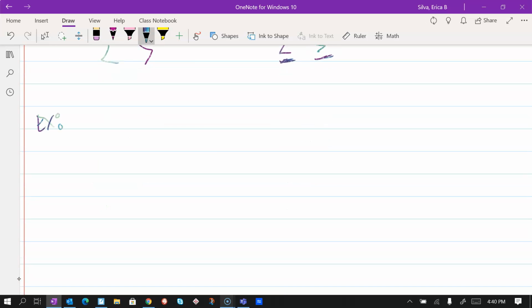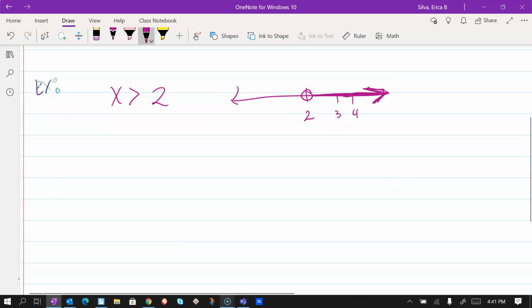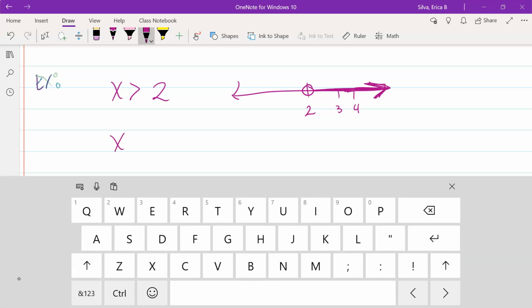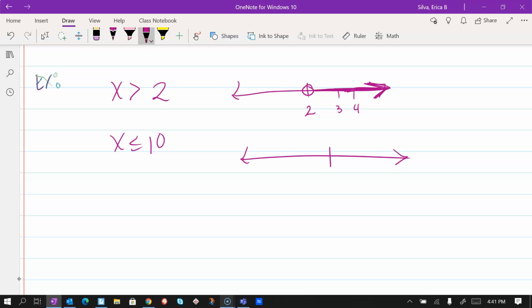So we're first going to graph x is greater than 2. On a number line, if we put 2, we have an open circle because there's no equal sign under it. And we say x is greater than 2, all the points that are greater than 2 are on the right side of 2. So this is how we represent x is greater than 2. And if we have x is less than or equal to 10 on a number line, there's an equal sign, so that means we're including that point. 10 is part of our solution. And x is less than are all the numbers on the left side.